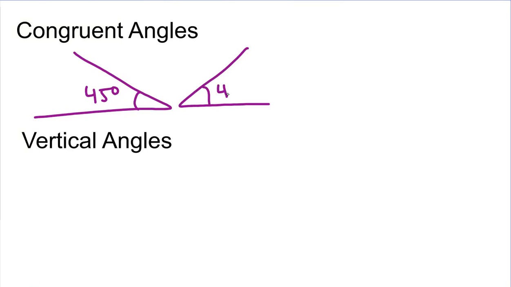Congruent angles, vertical angles, finding angle measures. Let's start with congruent angles. Two angles are congruent if they have the same measure. So let's say we have a 45-degree angle here, and we have a 45-degree angle here. These angles are congruent because they have the same measure.